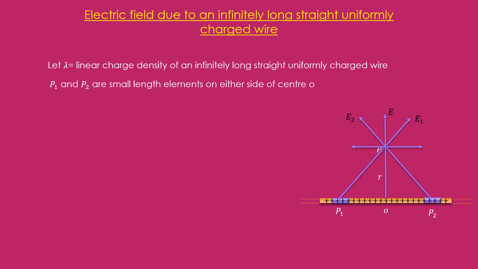Now, if we have to find the direction of the electric field at point P, then at point P, the electric field due to length element P1 will be along P1 to P, and it is denoted by E1. The electric field due to length element P2 at point P is denoted by E2.